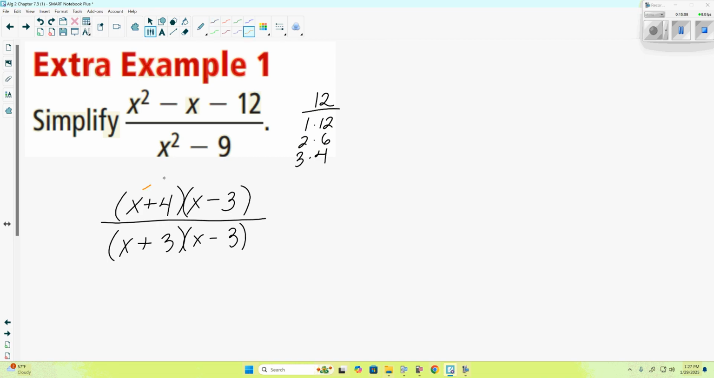So let's just check it to make sure. X times negative 3 is negative 3x. 4 times x is going to be positive 4x. And negative 3x plus 4x is positive x. So it's correct number but wrong sign. So we need to flip the signs.